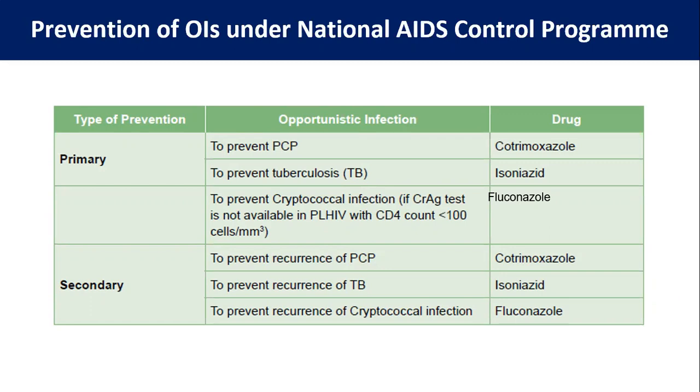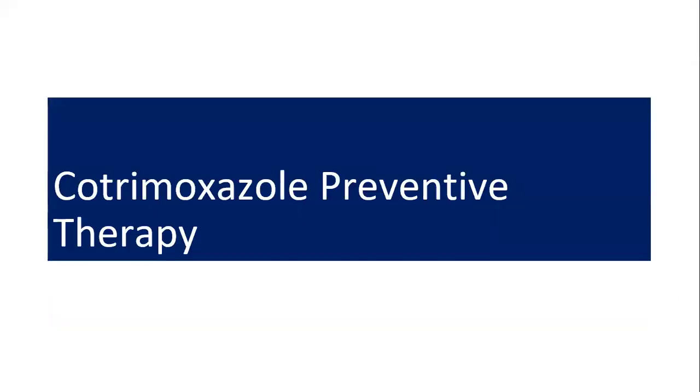Now in secondary prophylaxis, we use the same cotrimoxazole to prevent recurrence of PCP. That is, the person has already developed PCP, and after the completion of the treatment, we continue cotrimoxazole prophylaxis till the patient has a CD4 count of more than 350 on two occasions separated by 6 months. And for prevention of recurrence of TB, we go for isoniazid. And to prevent the recurrence of cryptococcal infection, we continue fluconazole as secondary prophylaxis. Now, let us go into the detail of cotrimoxazole preventive therapy.